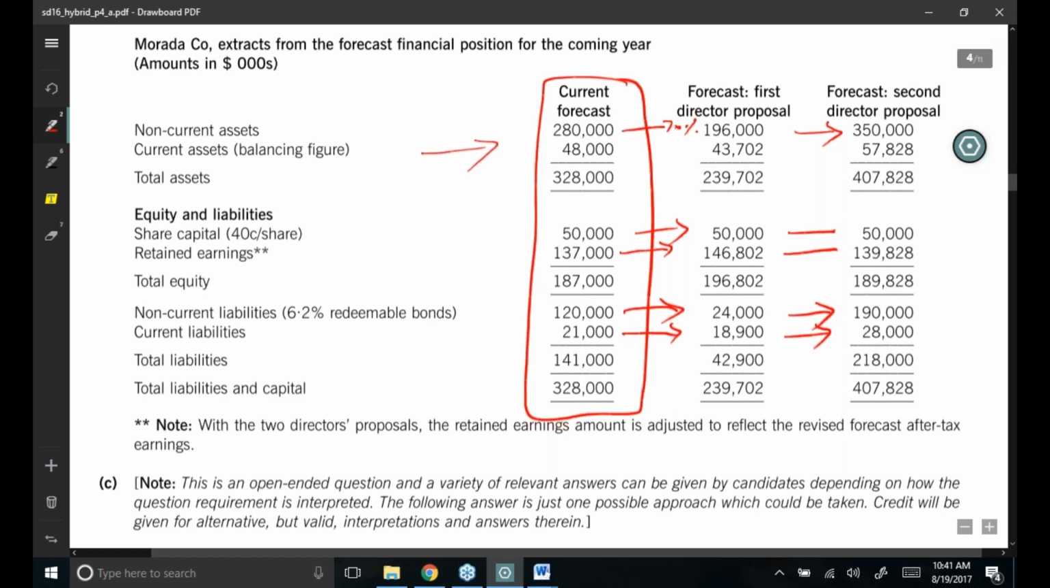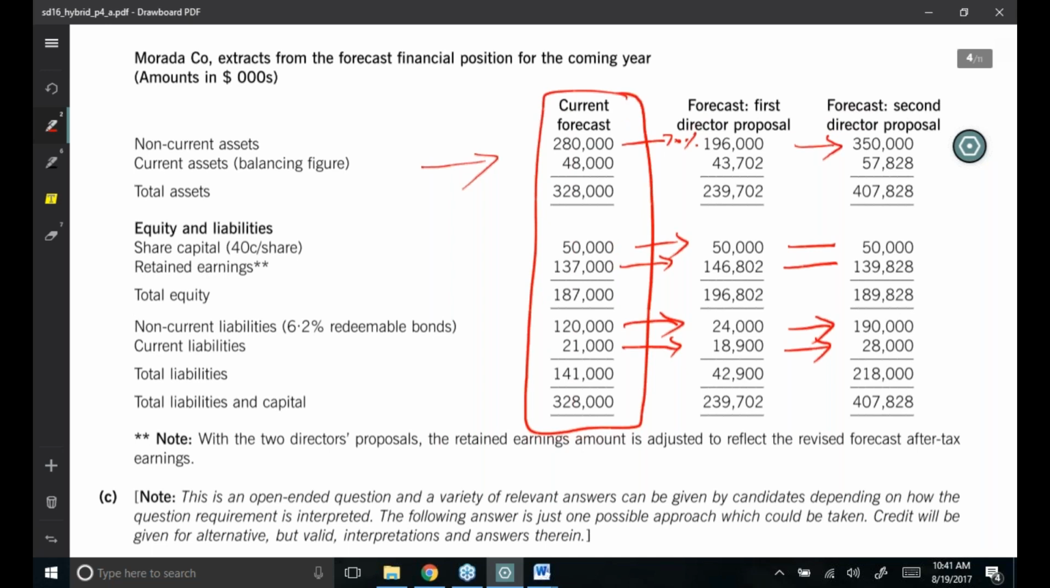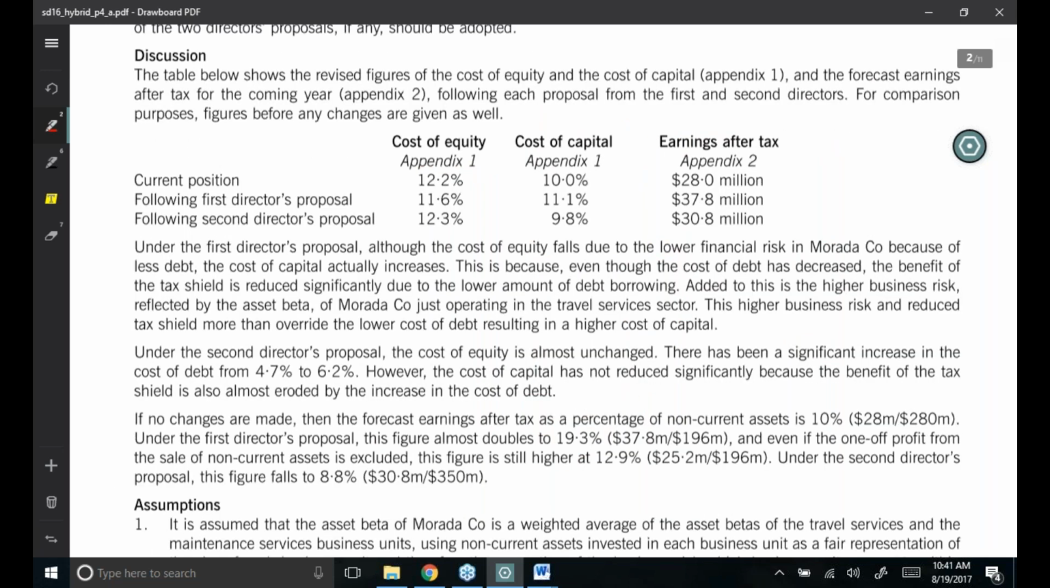So the current assets will be a balancing figure because no explanation of the current assets is given. Current assets will be a balancing figure because the increase or decrease in cash will be present in the current assets. So that's how you are going to solve the impact on the balance sheet. Okay, what are you going to do after all these calculations? Make a summary here. Current position, first director proposal, second director proposal.